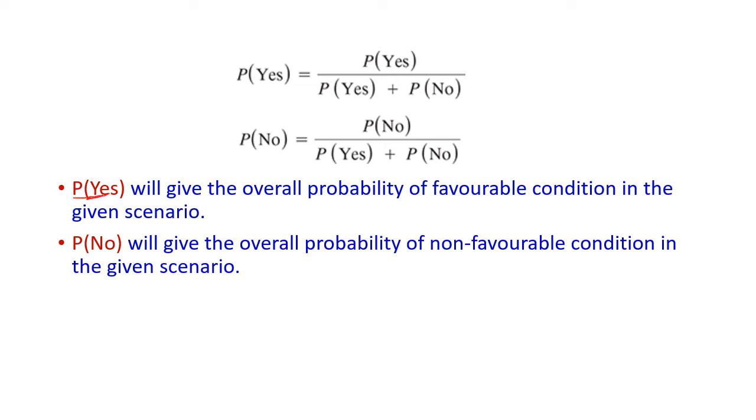The P(yes) will give the overall probability of favorable conditions in the given scenario. And the P(no) will give the overall probability of non-favorable conditions. Which are the non-favorable conditions in the given scenario? That will be identified by using P(no).